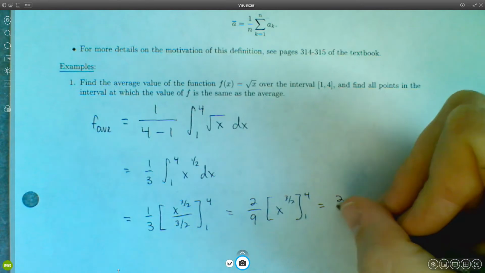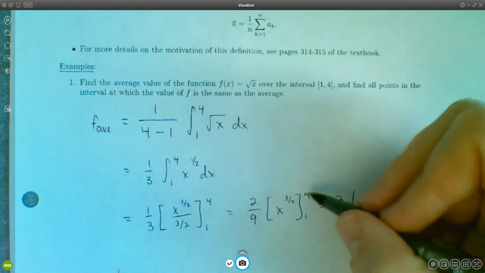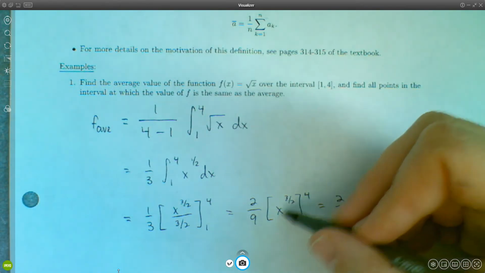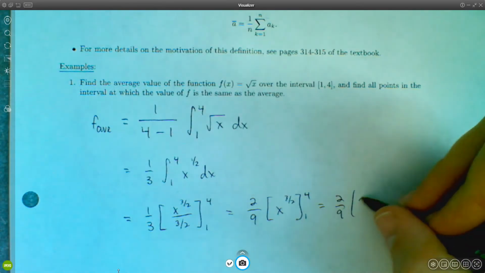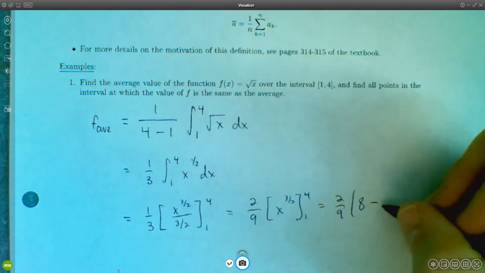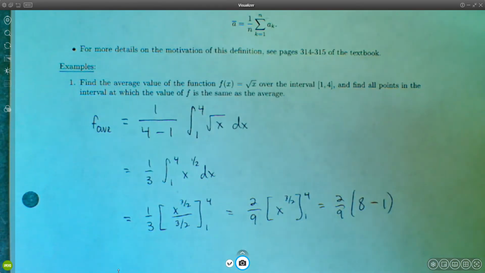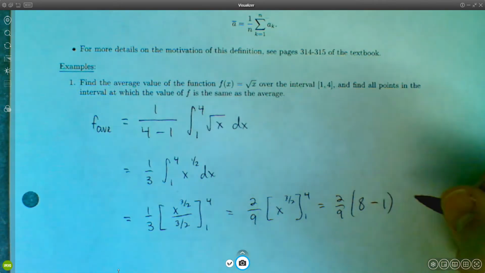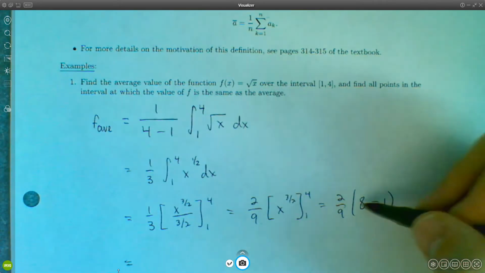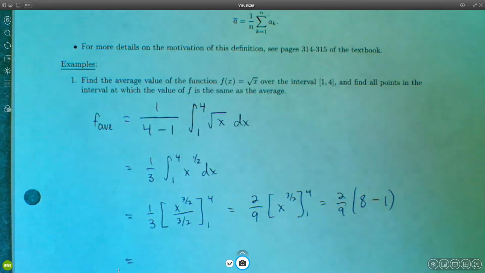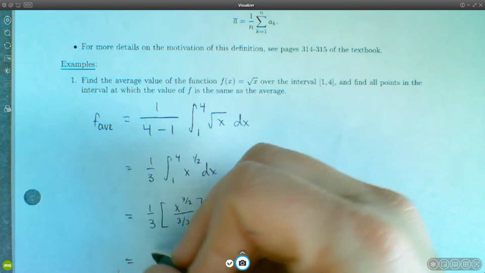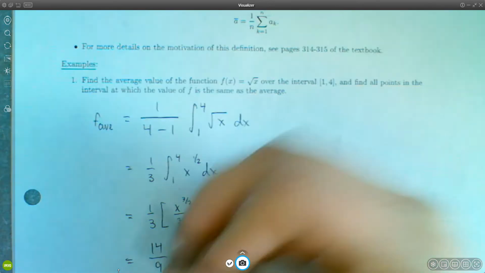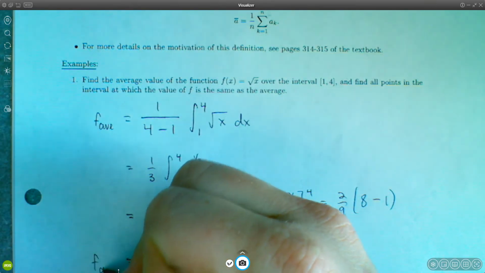Let's see what we get. This is going to be 2/9 times, if I plug in 4, square root of 4 is 2, 2 cubed is 8, and if I plug in 1, I'm just going to get 1. Okay. 8 minus 1 is 7. 7 times 2/9 would be 14/9. Okay, so there's f average.